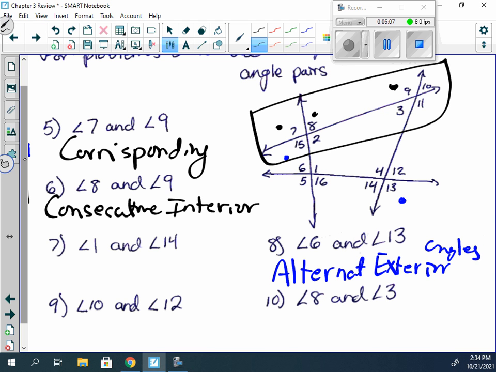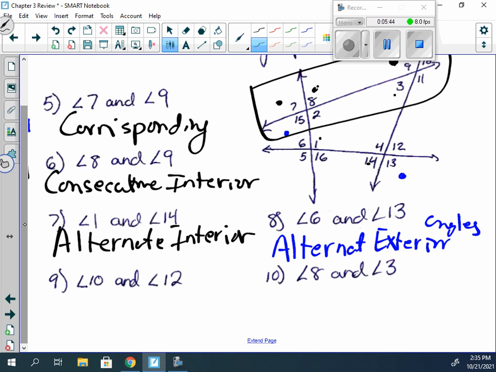7, 1 and 14. Because they're between the two lines and on opposite sides of the transversal? Alternate interior. 8 and 3. Those are between the two lines and on opposite sides, so it would be alternate interior also. Any other questions on these here?